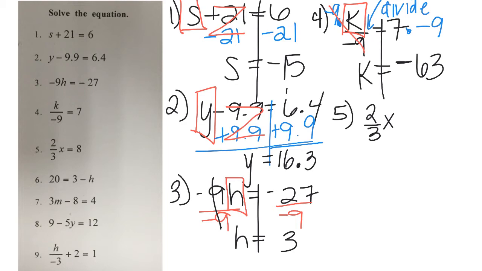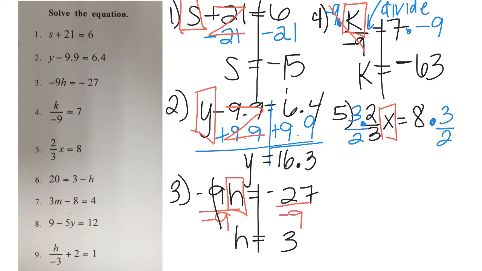Number 5, 2/3 x equals 8. So we're trying to get x by itself. We have a fractional coefficient this time, so we could divide by the fraction, but to divide fractions, we have to multiply by the reciprocal. So instead of writing divide by 2/3, I'm going to multiply by the reciprocal, 3/2 times by 3/2.